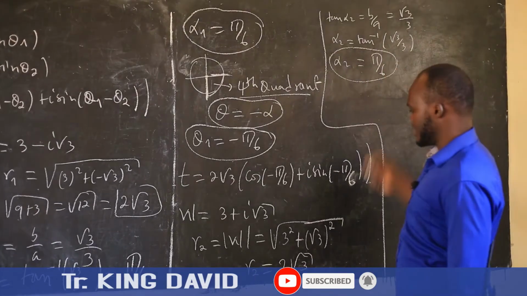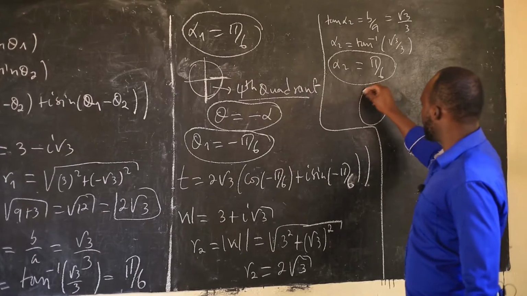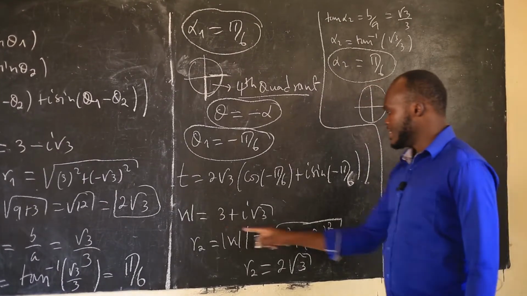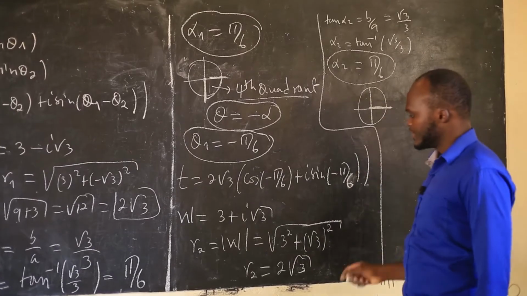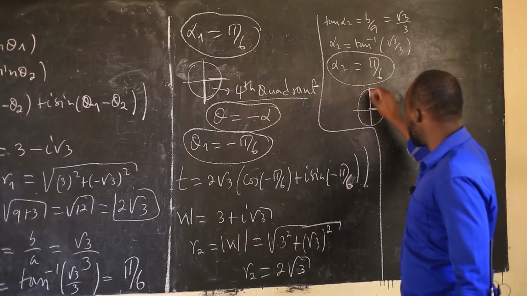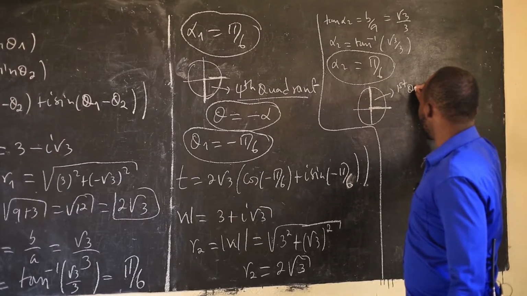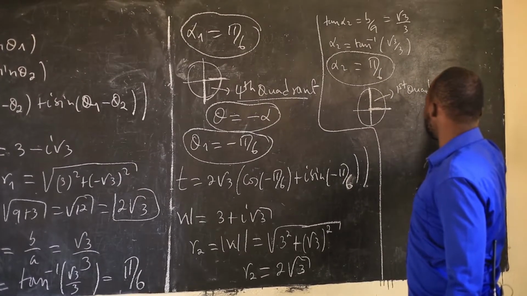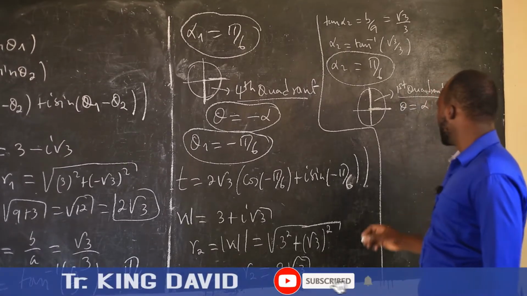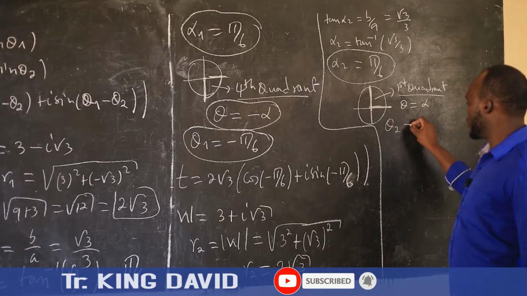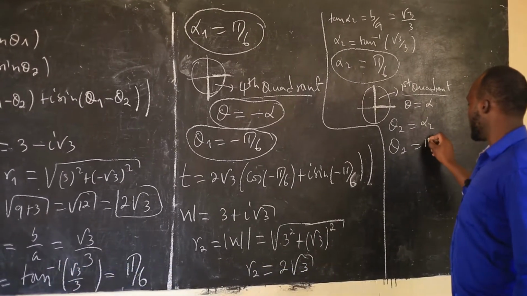Now, in which quadrant is this complex number located? So we're going to see where it is located. Its a on the x-axis is positive, its b on the y-axis is also positive. They're in the first quadrant. And remember, in the first quadrant, angle equals alpha, meaning that angle 2 equals alpha 2. So our angle 2 is pi over 6.